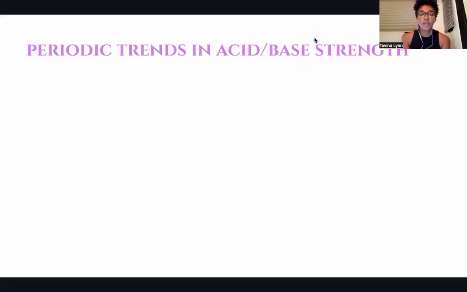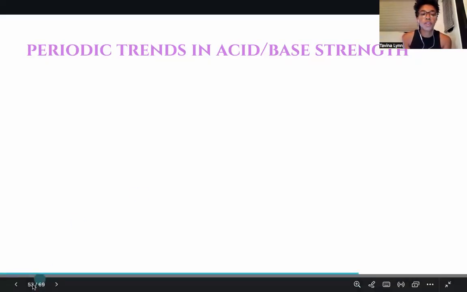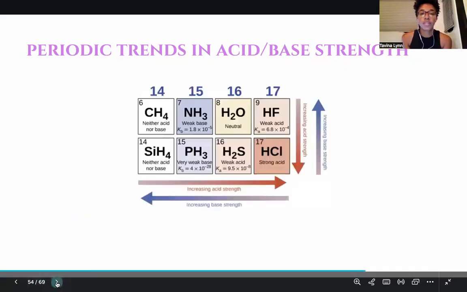Okay, so let's talk about some other trends or other ways we can determine the strength of acids or bases. So there is a periodic trend, generally speaking, that as we go across a row or down a group, the acid strength increases, which would mean that the base strength decreases, right? Because remember, they are inversely related.